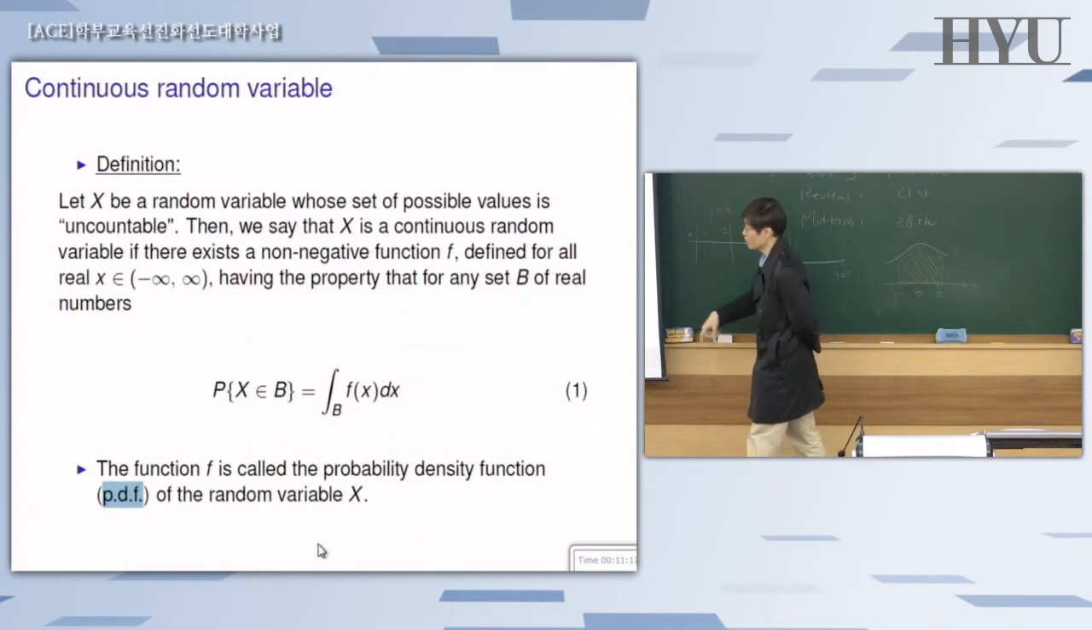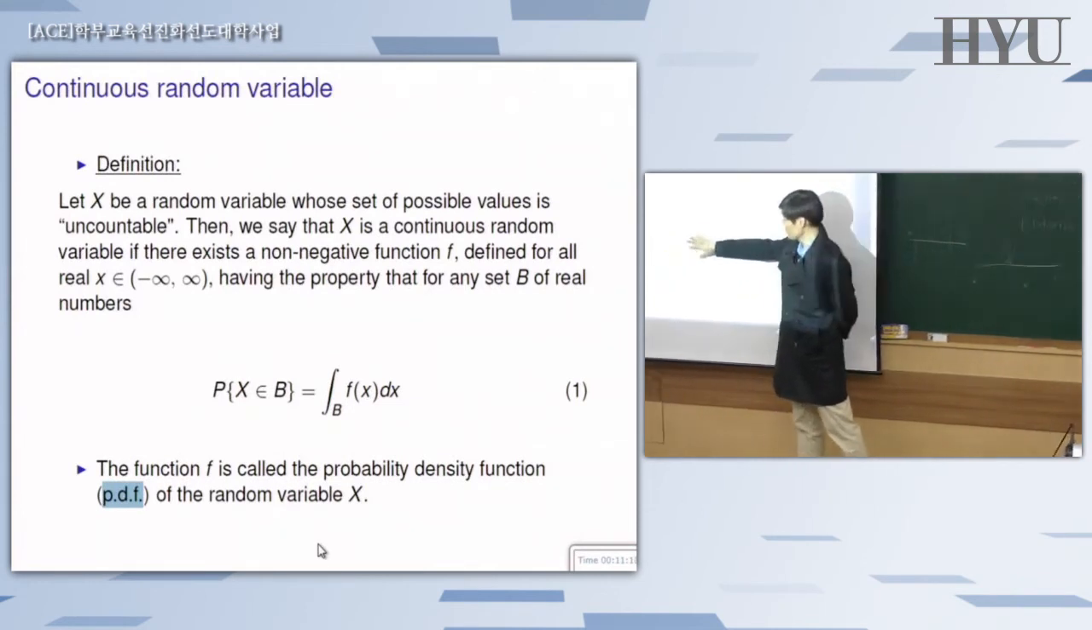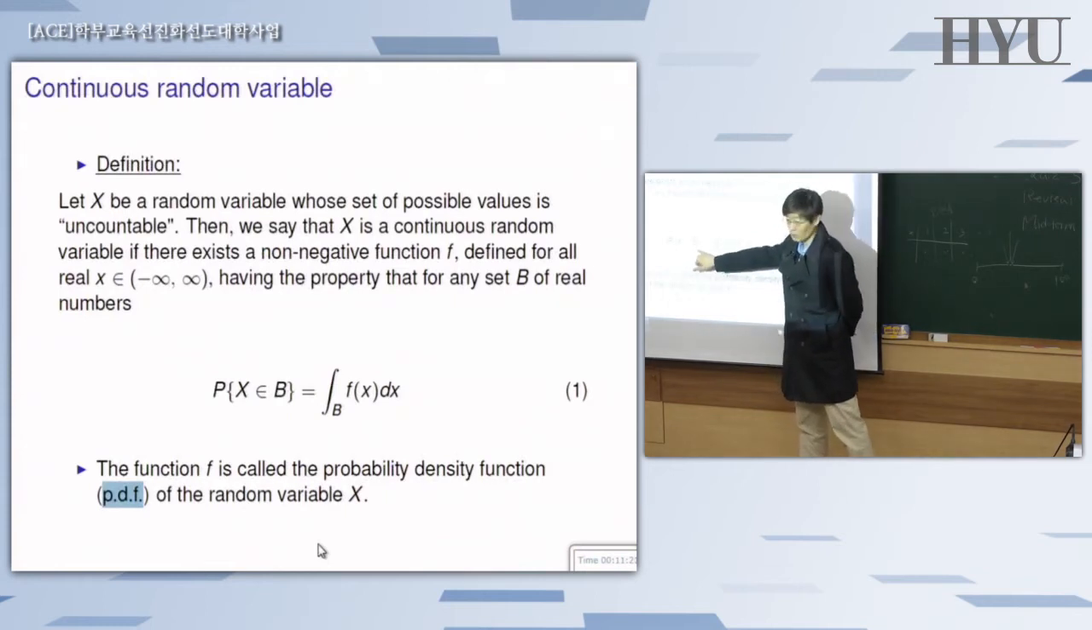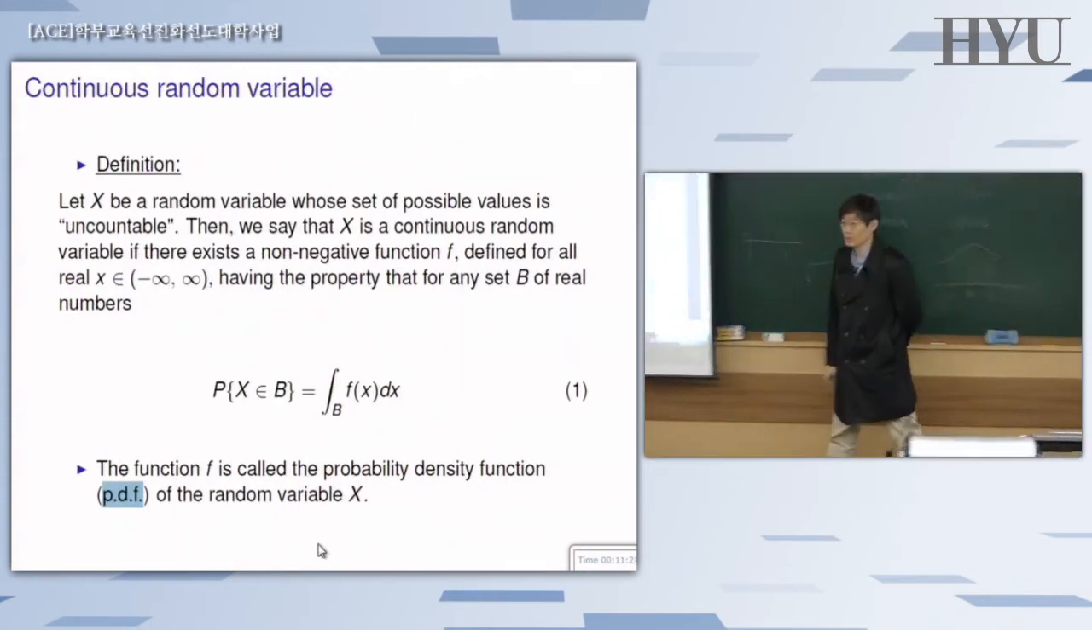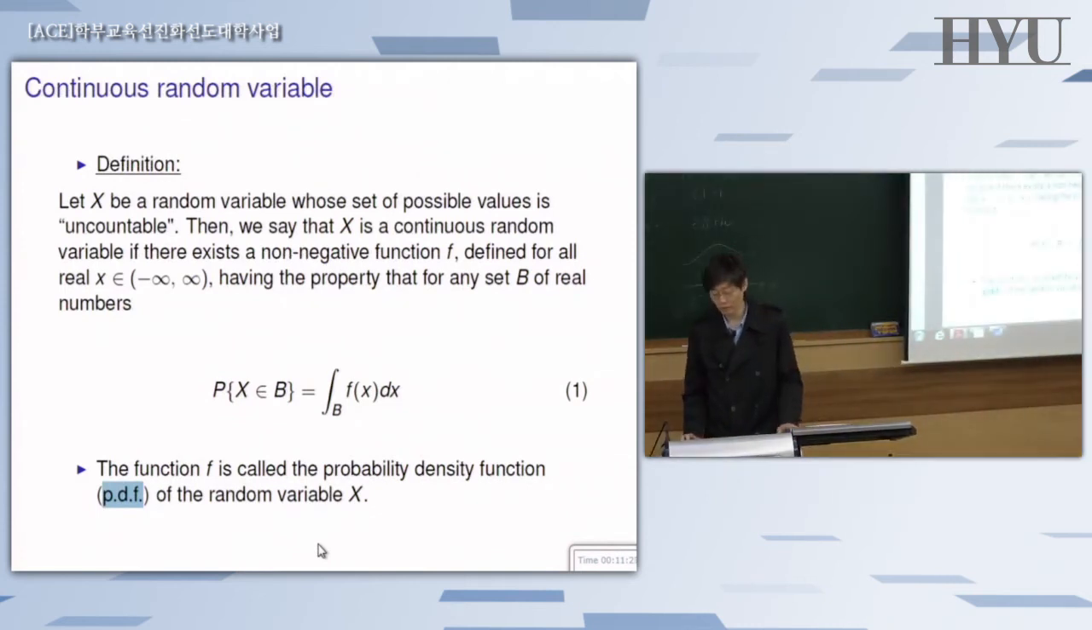Then if you integrate this function over a certain range, that integration will deliver the probability that this x belongs to the same interval range, B. So that's a probability density function. To differentiate it from the discrete case, we call that a density function.